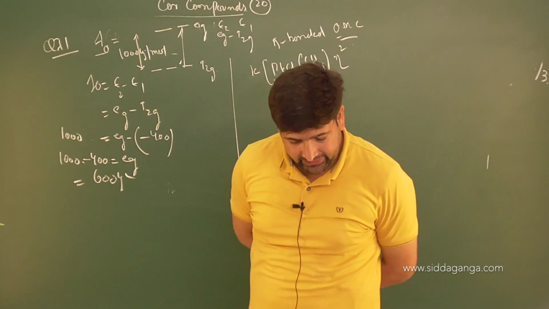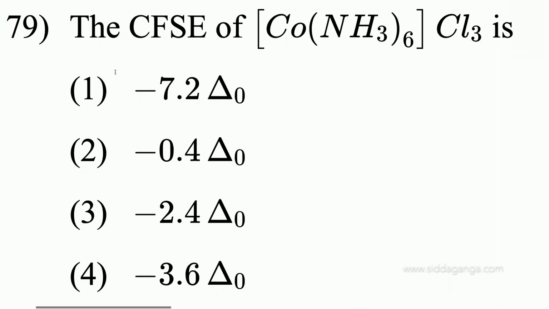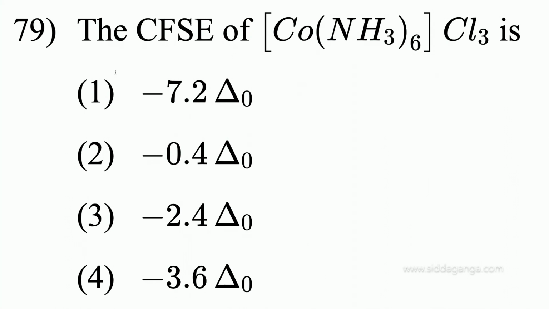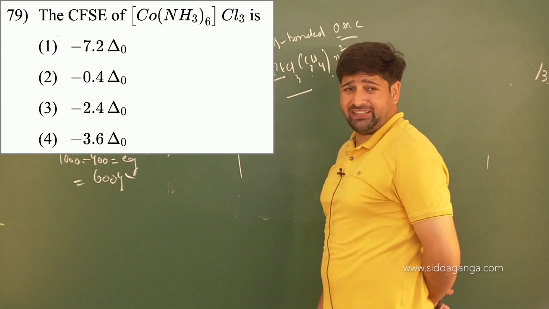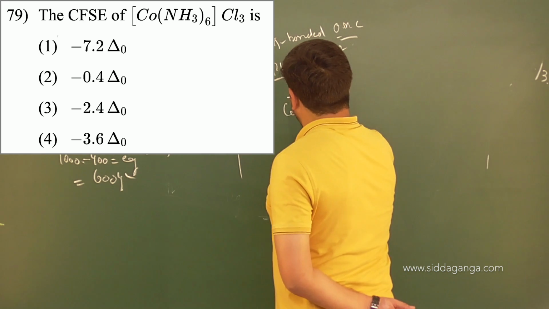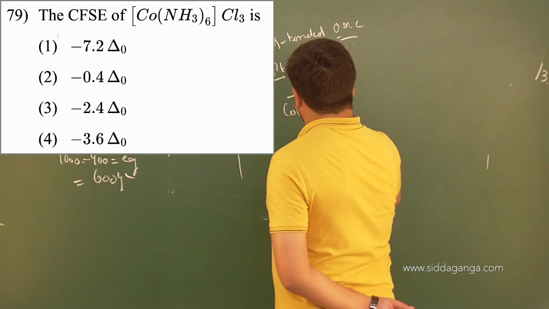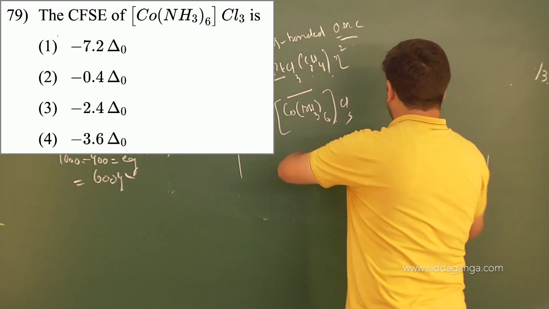Question number 79. What's it asking? The CFSE of [Co(NH3)6]Cl3 is... We have to find the CFSE of the complex [Co(NH3)6]Cl3. Let us do the basic rule.